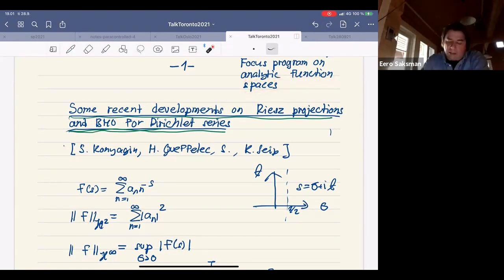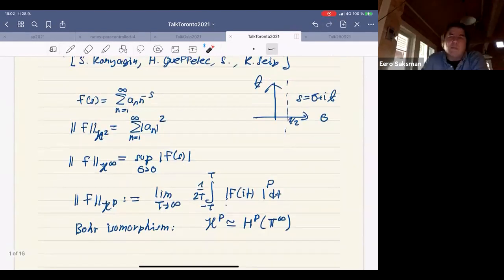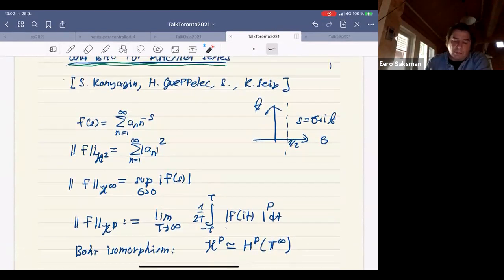And so let me start. Some of you may know, but not everybody for sure, about these function spaces of Dirichlet series. Let me start by first explaining what is the H2 space of Dirichlet series. So what is a Dirichlet series? A Dirichlet series is something that you can write as a sum like this, and this is the so-called standard or ordinary Dirichlet series.